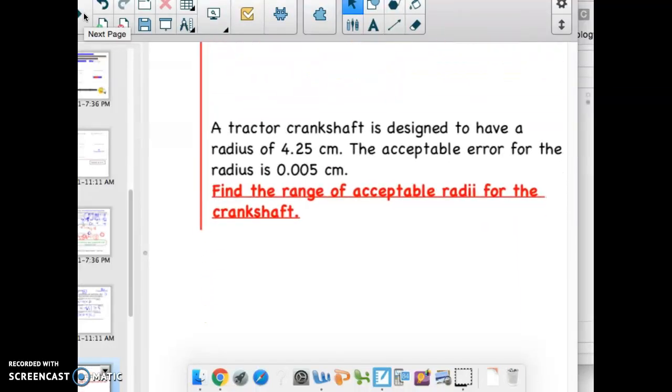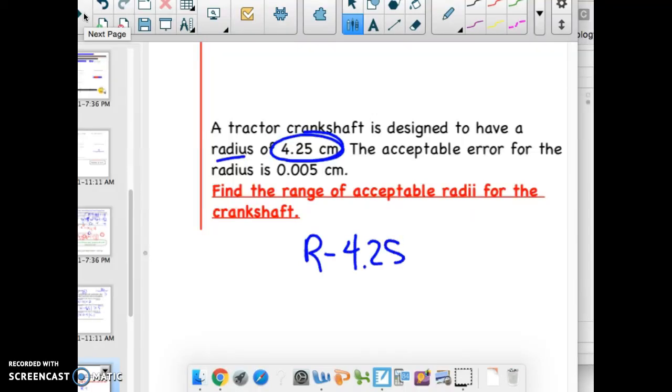So, a tractor crankshaft, and I don't know if you know what the crankshaft is, but that's the part that actually makes the motor go. And notice what it says. It's designed to have a radius of this. This is what's acceptable. So as we start off, I'm just going to use R for radius. And that's where it says it's acceptable. But look at you guys right here. It cannot be off by more than 0.005.